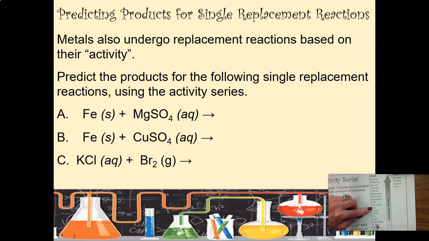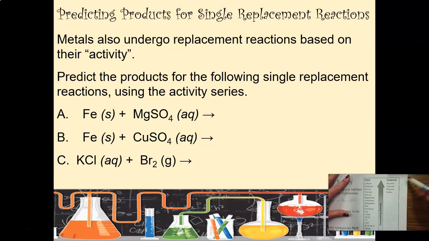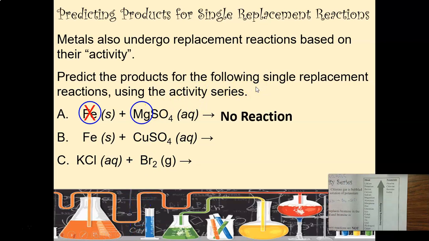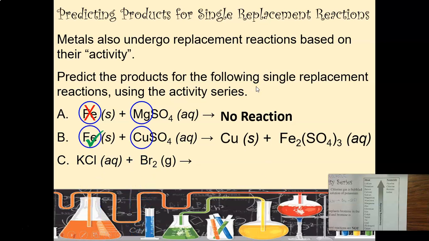Potassium chloride plus bromine. So what is that single bromine going to try to replace? It's going to try to replace chlorine. Can it? No, bromine cannot replace chlorine. So look, iron's going to try to replace magnesium. Can't do it. No reaction. Iron can replace copper. We looked. We found that. That's going to work. So copper plus iron sulfate is my new product.